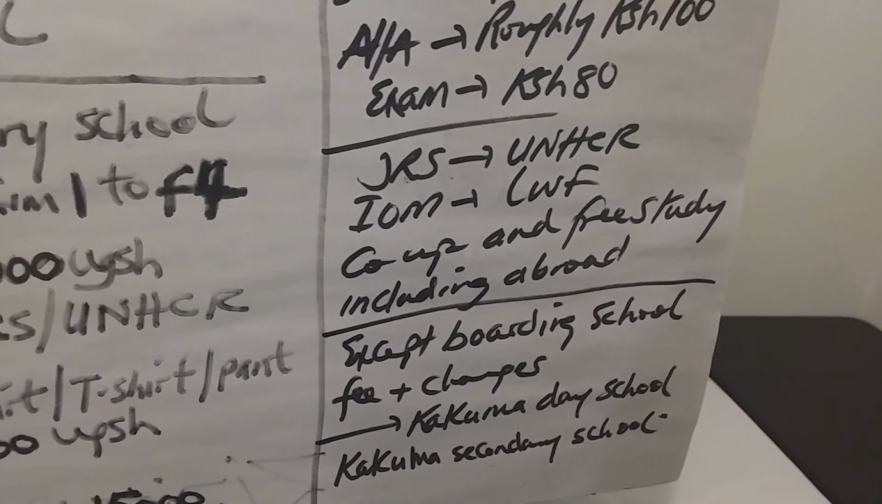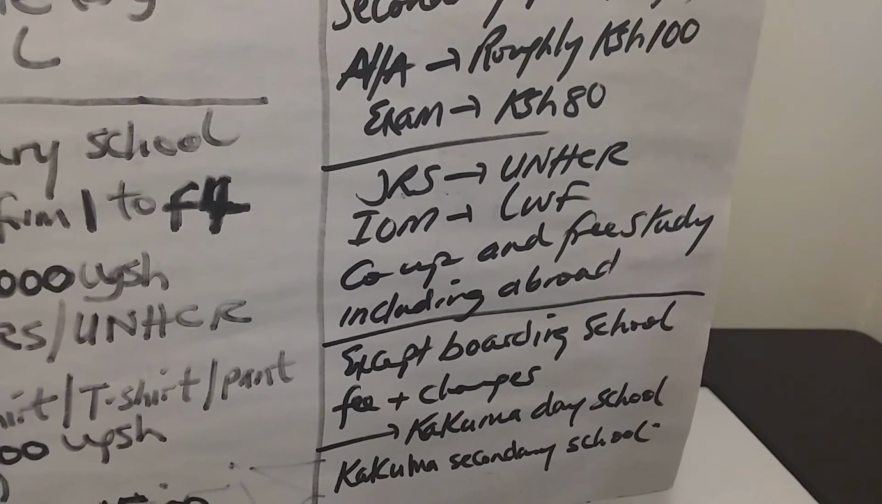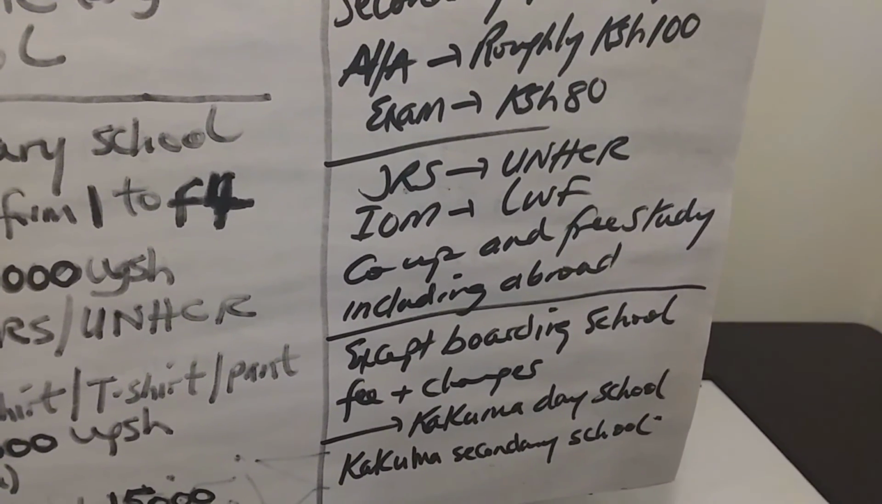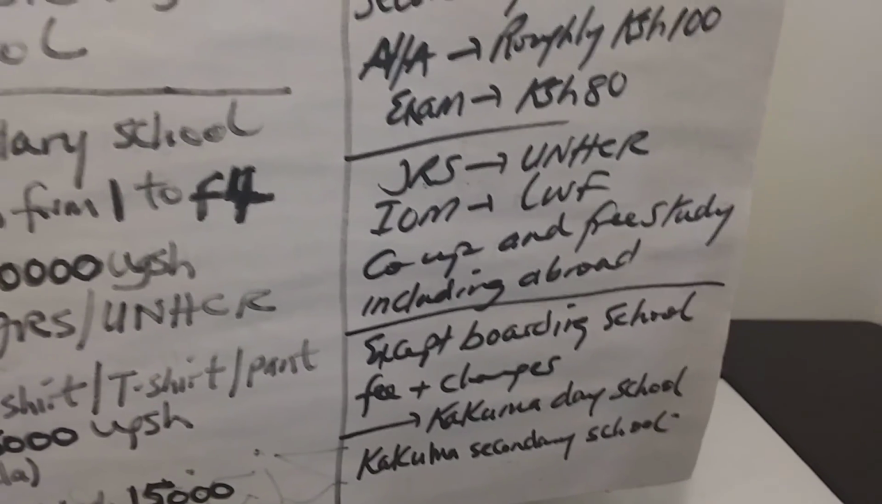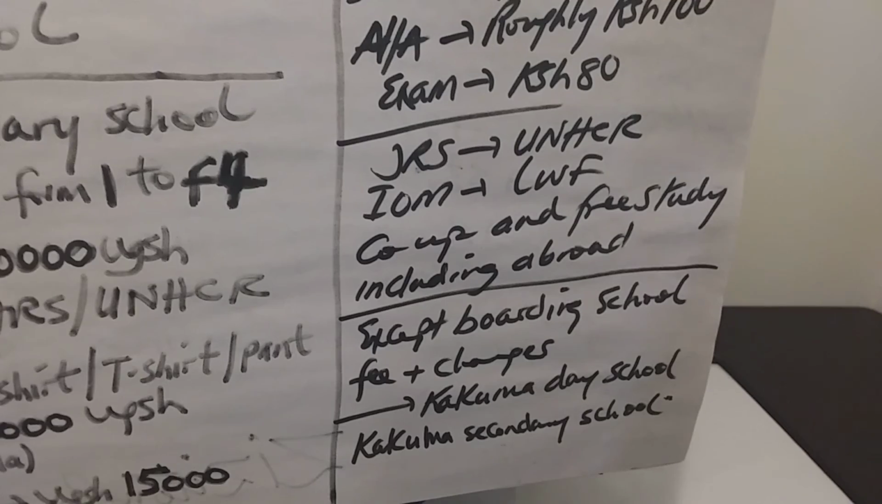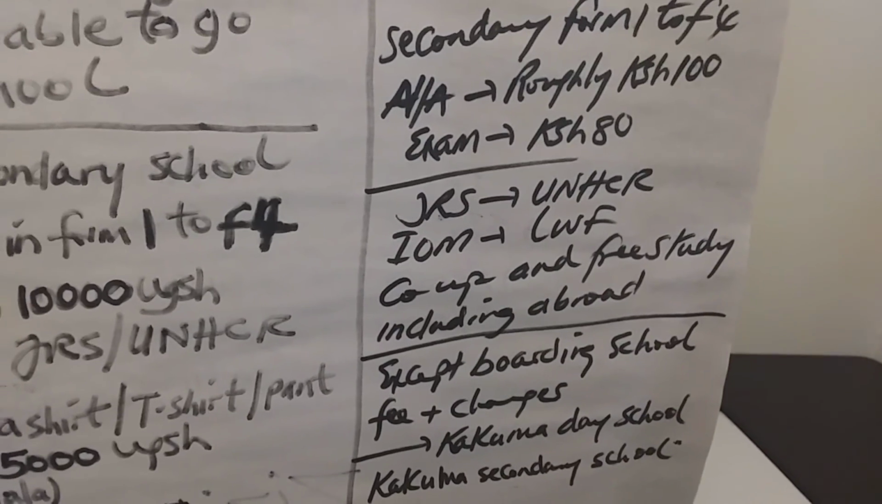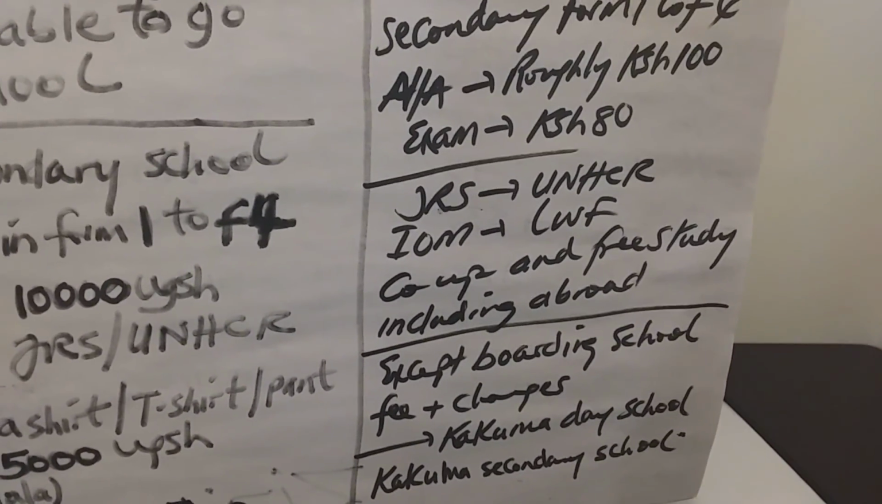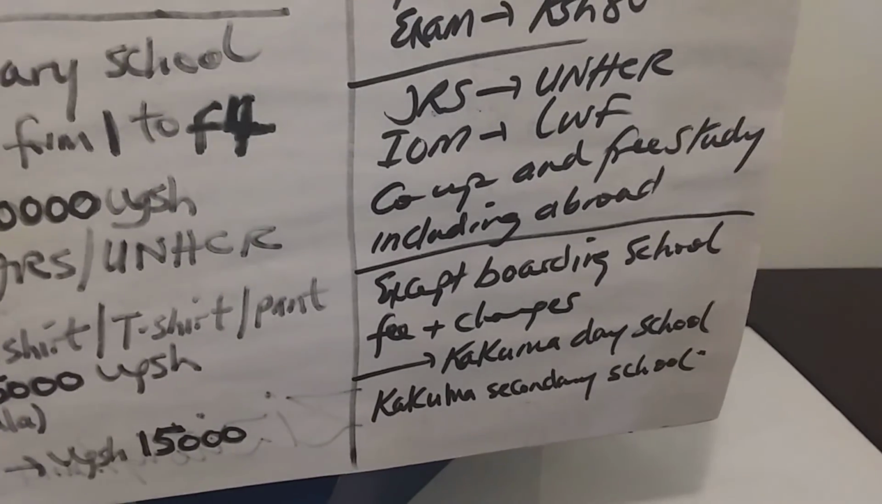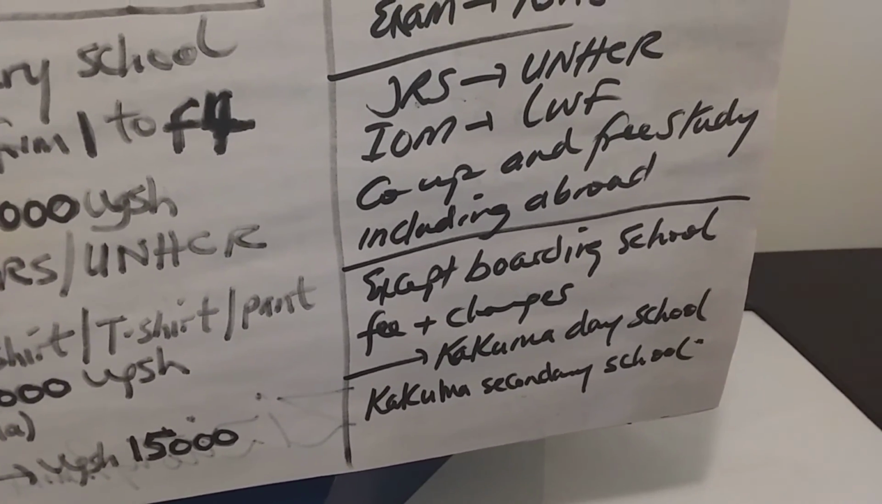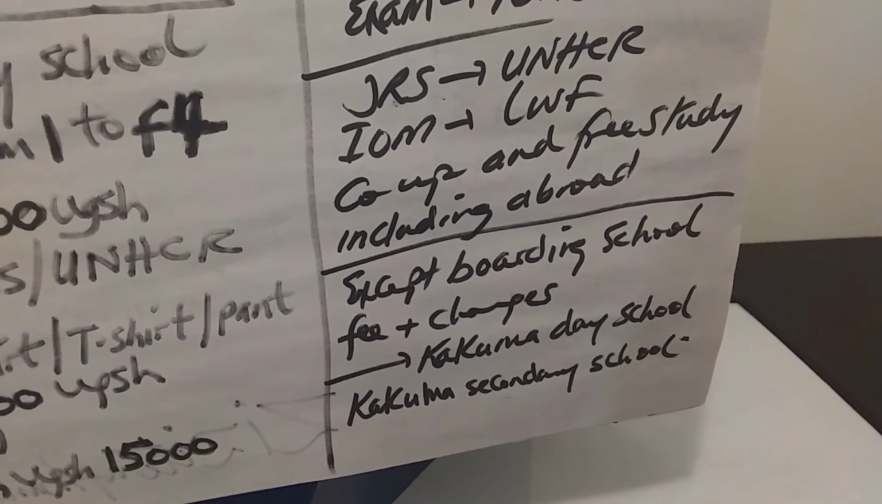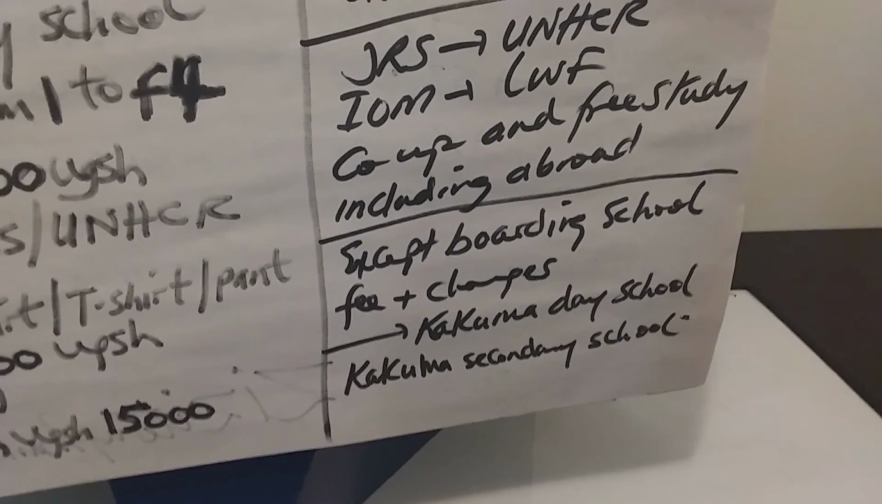Okay, GRS do pay, because the GRS and UNHCR, LWF, IOM, they do pay it, and then they do co-ops, and then the fees, and then they do free studies also, including abroad studies for free for some schools there. They chop the school fees for both citizens and the refugees, except boarding schools. The fee plus charges they are there. If Kakuma day schools, and then Kakuma secondary schools, day schools, I think that is basically day schools. Okay, if what we see here, that is a concern of the school fee in Africa.